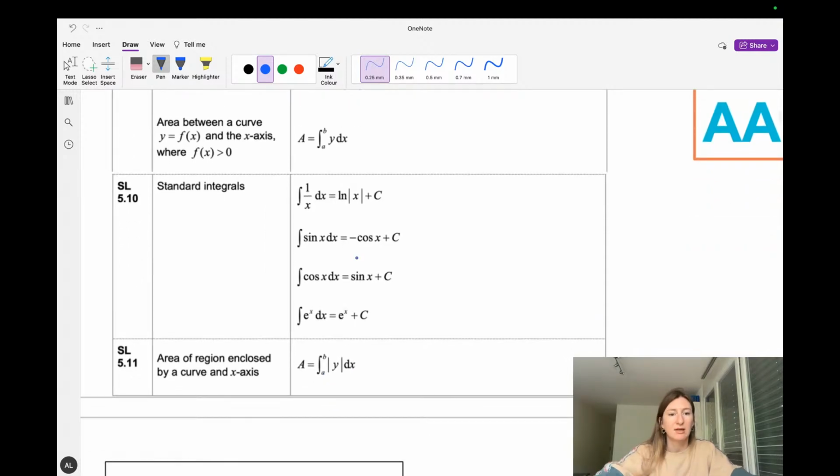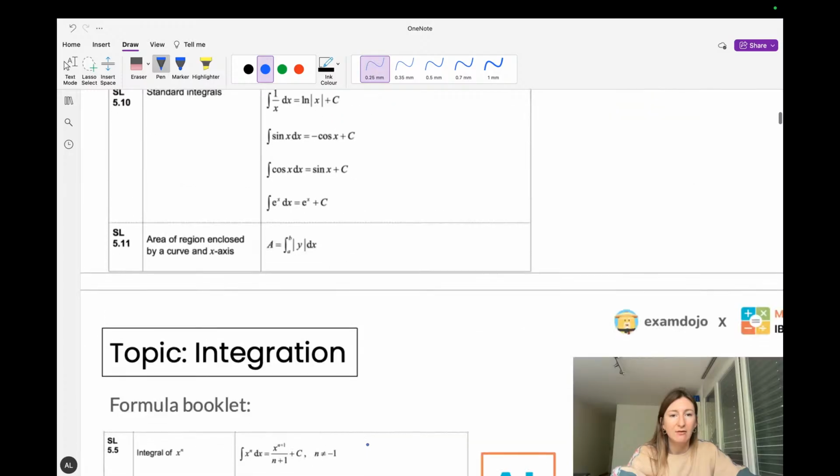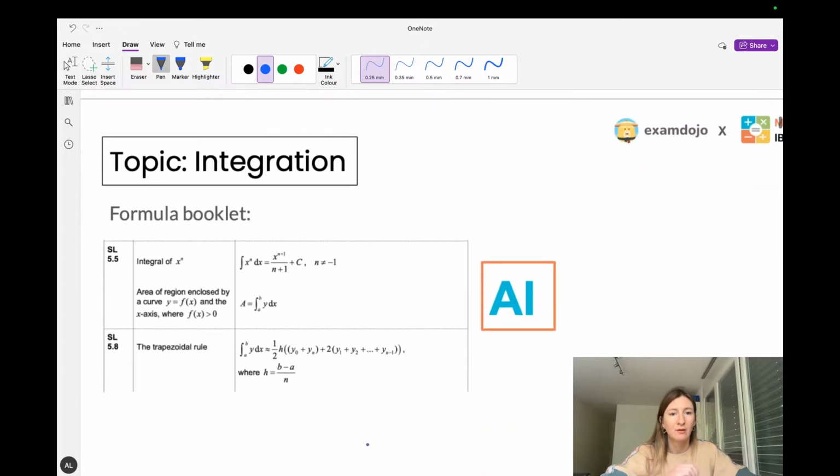Then if we want the total area between a curve and the x-axis, we need to do the absolute value. And we will talk about that more later. So that's for AA. For AI, in SL, you have just these two. So you won't be doing those linear functions. It'll be just very standard. You don't have to know the integrals for sine x, cos x, or any of those because you're going to do it all with your calculator.